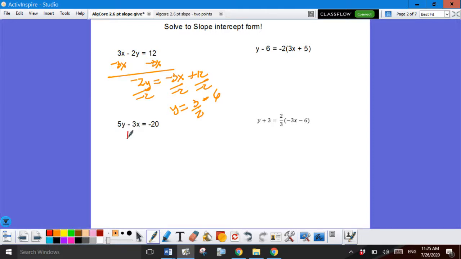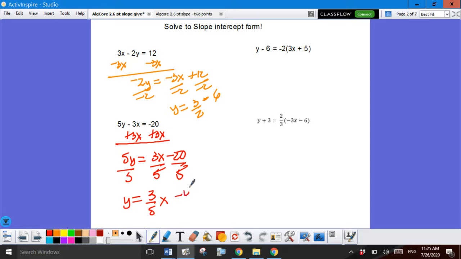This one, I have y and x. So I'm going to add the 3x. So 5y equals 3x minus 20. Divide by 5. Y equals 3/5 x minus 4. Okay, we're going to have to distribute. So let's distribute. That's negative 6x, negative 10. All that needs to move now is the 6. So I'm going to add 6. Y equals negative 6x minus 4. And I'm done.